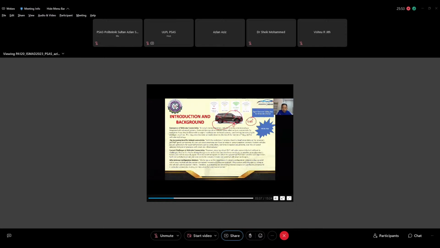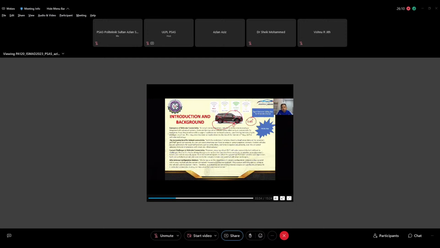So what is actually the introduction and background for our research? First, the emergence of vehicular connectivity. The second one, the increasing need of robust connectivity. The third one, we will focus on current challenges in vehicular connectivity. And the last one, we will explain why the antenna configuration matters.